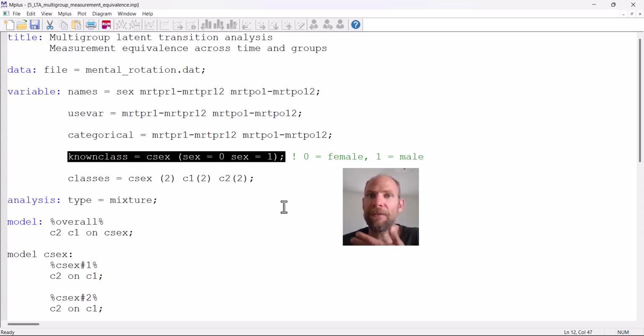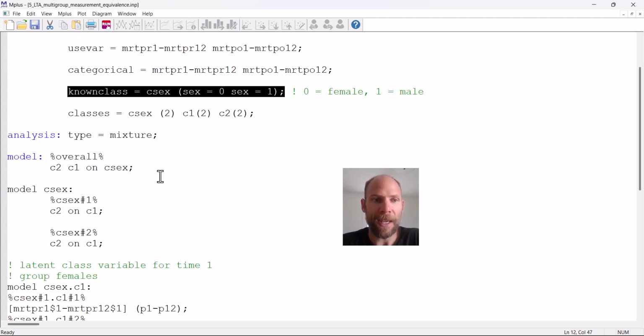The TECH15 output, as we will see in this video, allows me to obtain the information of group-specific transition probabilities and other group-specific parameters in a well-organized way, so that it's easy for me to find the information that I would like to see.